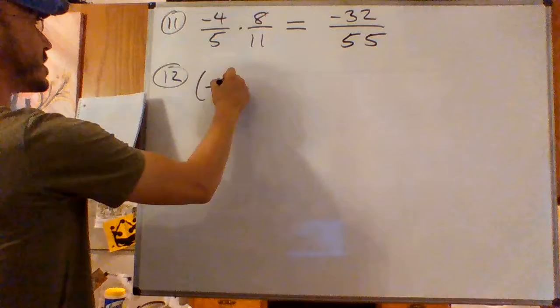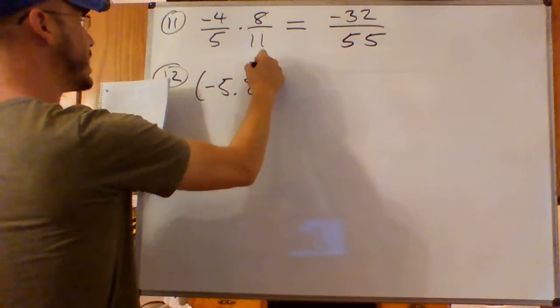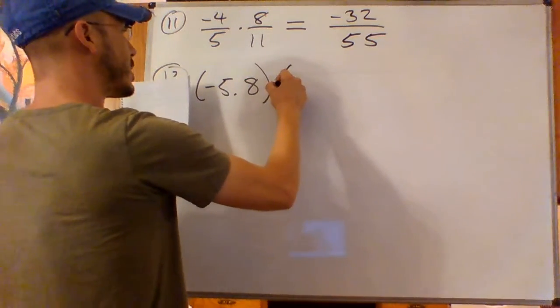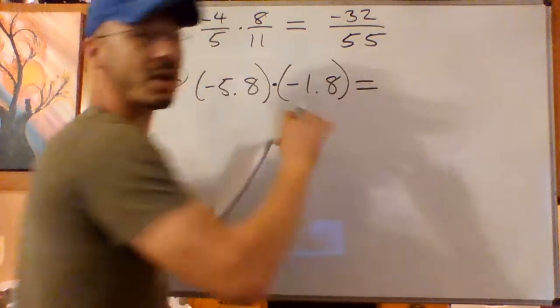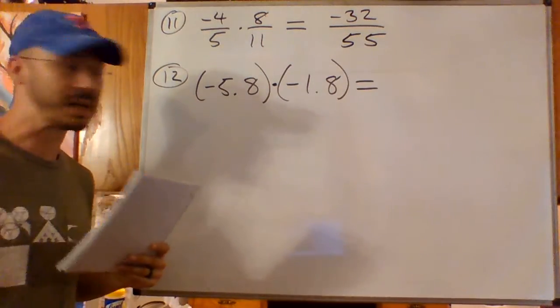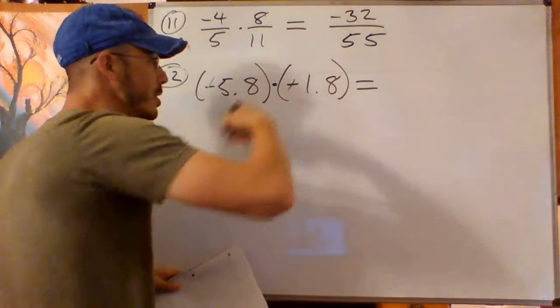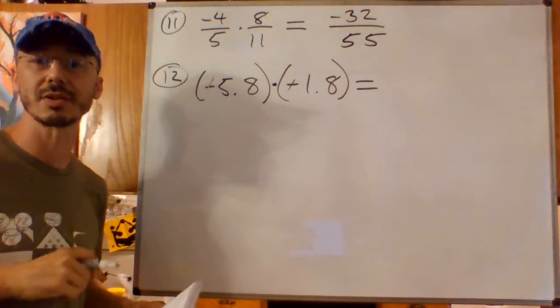Here's another one with decimals. And again, it's a negative times a negative, so the result is going to be positive. And I don't need to type those negative signs because they cancel each other out.